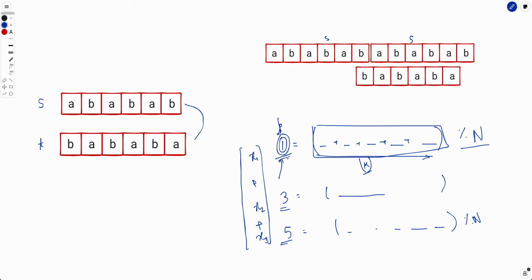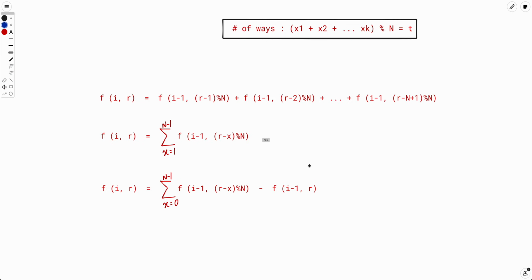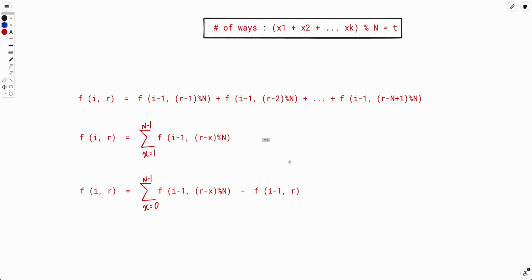So in all this approach, the common part is, given a number p, give us all the possible k sequences of numbers which if we sum will give us that particular number. So that's the problem we will be trying to solve next. Number of ways such that x1 plus x2 all the way up to xk, modulus n, is equal to a given constant t. So this t is constant, right? Now how to actually solve this particular thing?